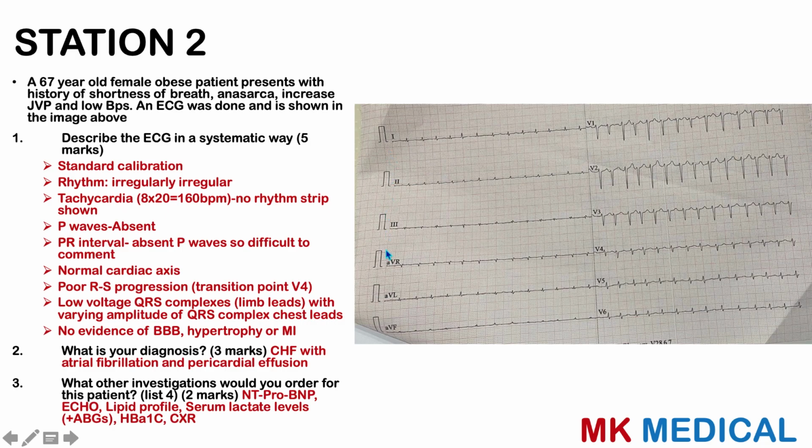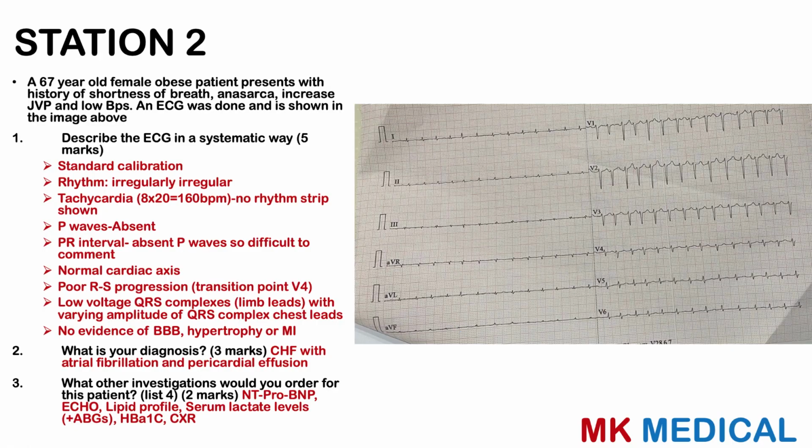Our first assessment is of the rhythm. It's very difficult to assess because we don't have a rhythm strip. But if we look at the rhythm of this ECG, we can see that the length from this to here is shorter than this to this, is also different from this to this. So there is an irregularly irregular rhythm.